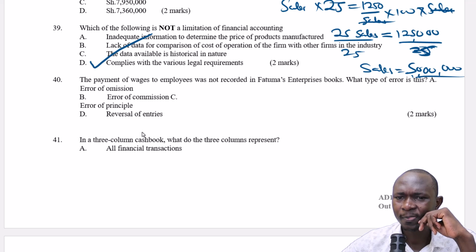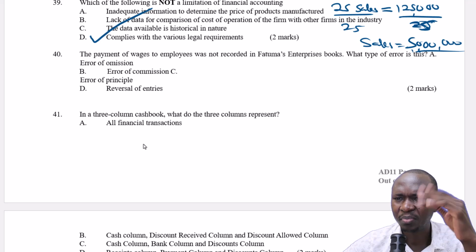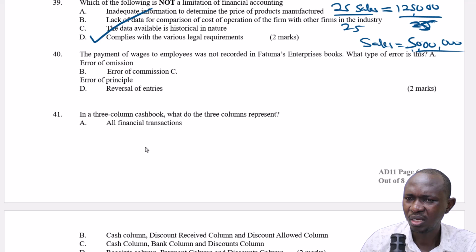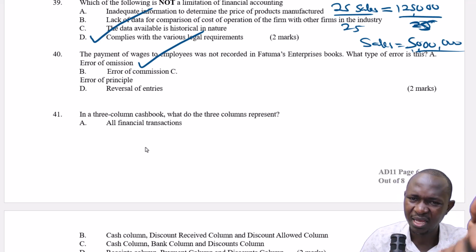And lastly, the payment of wages to employees was not recorded in Fatuma's enterprise books. What type of error is this? A, error of omission. Perfectly well. The payment of wages to employees was not recorded. So it's an error of omission. So the answer is A already.